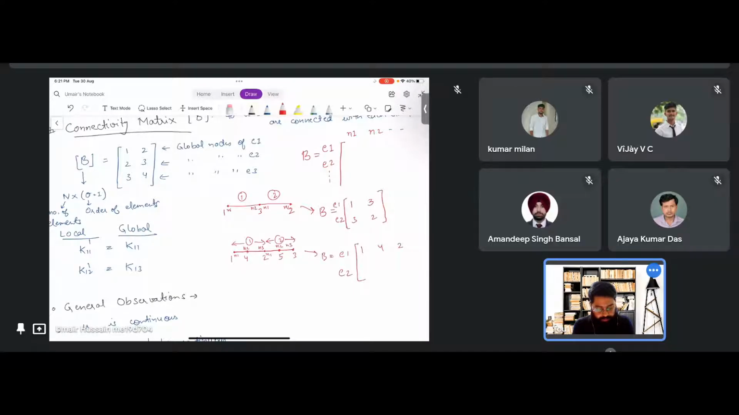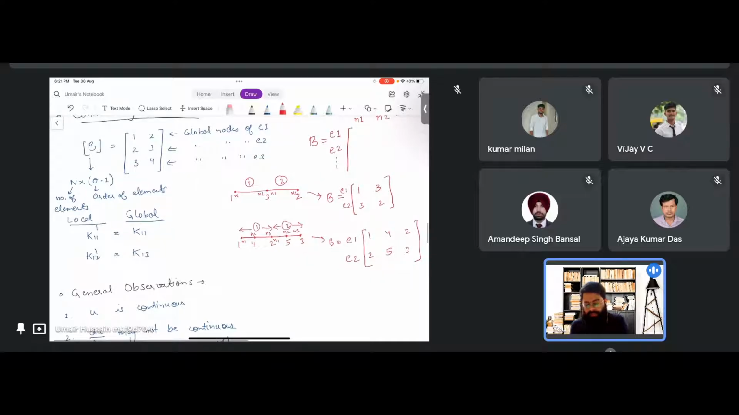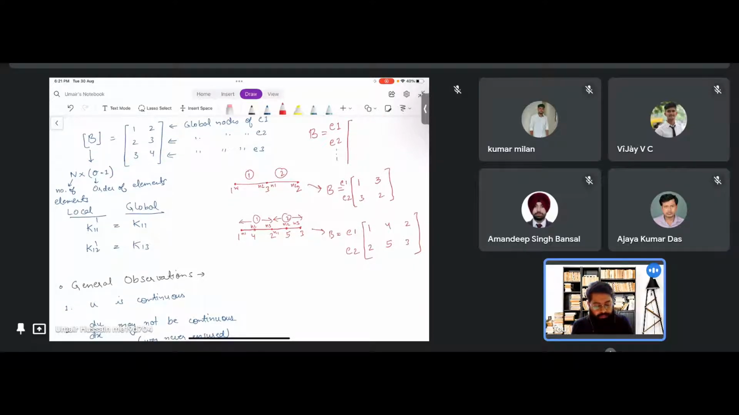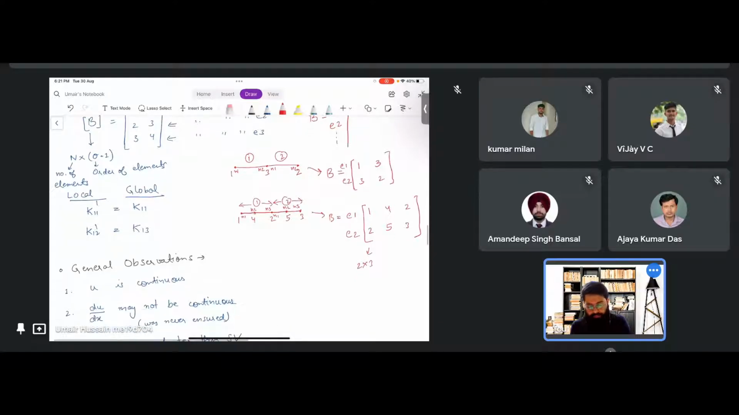So this would be 2, 5. So this is the formula we had, right? The order of B is the number of elements times the order of elements plus 1. So this is the size of the matrix. So this is basically a 2 by 3. Okay.